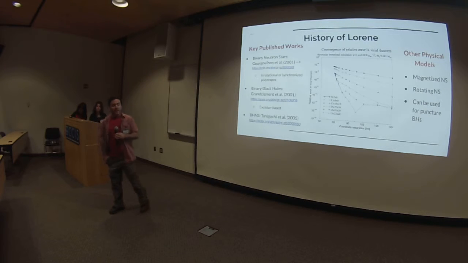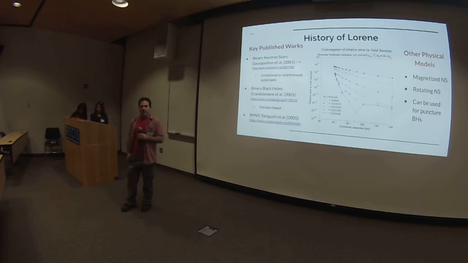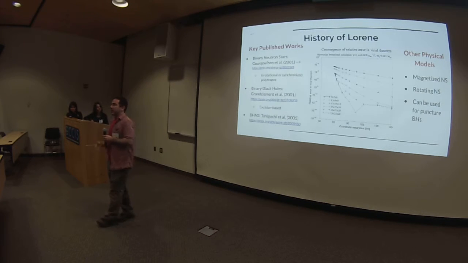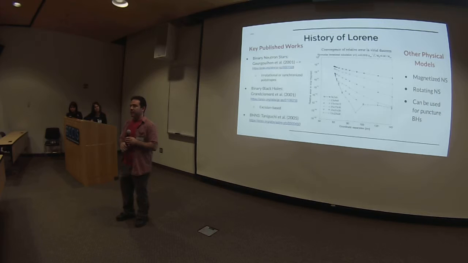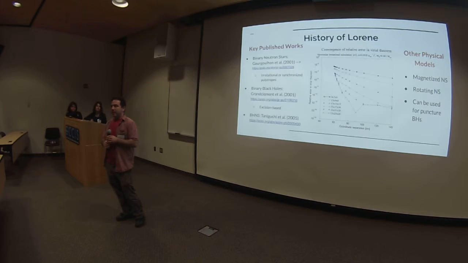The least utilized part of Lorraine, but one I would think is going to make a comeback pretty soon, would be the black hole neutron star type work. There is a small amount of published black hole neutron star data. Again, excision-based black hole treatments rather than puncture-based. But in a series of several papers now 15 years old, there are black hole neutron star data that can be generated and used for simulations.